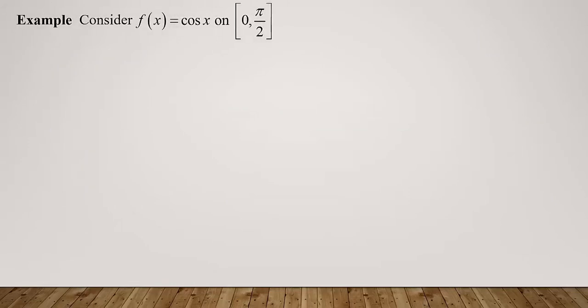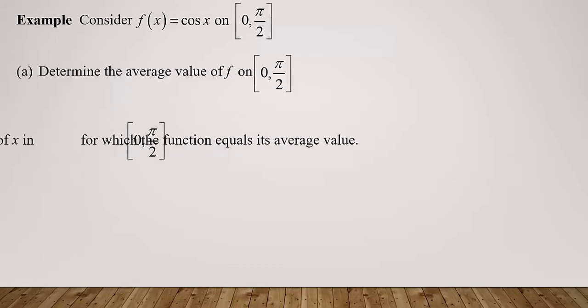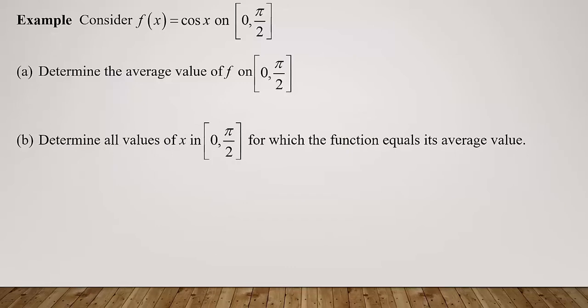Let's do a quick example here. Got the function cosine x on the closed interval 0 to pi over 2. We're going to find the average value on the interval 0 to pi over 2. And then in part B, we're going to determine all values of x in that interval for which the function equals its average value. So this is going to review inverse trig, which is something that's coming up in the next chapter. So let's make sure you have this written down, because I'm heading off to the chalkboard to do both parts of this example.